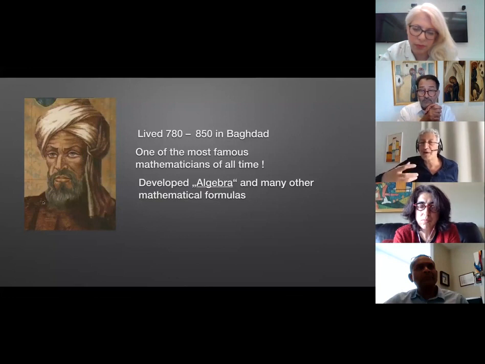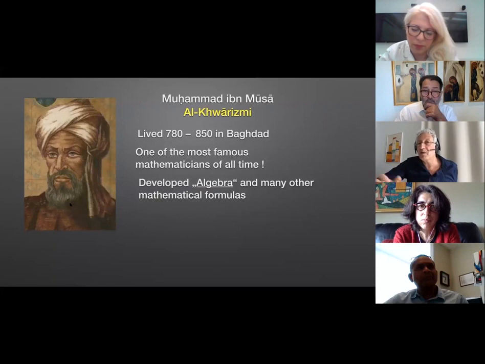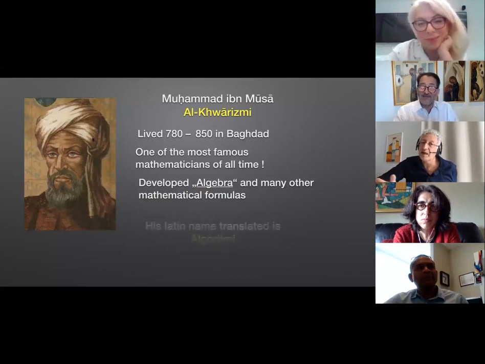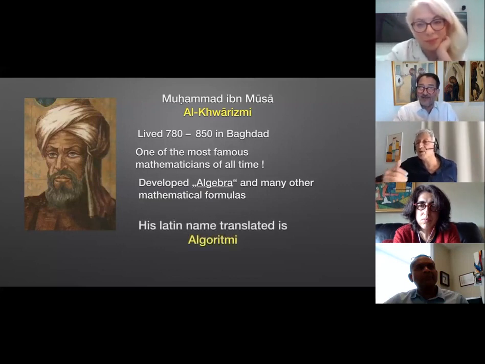So the word algebra was the name of one of his works. And he also developed an approach to mathematics and to reasoning. His name is Muhammad ibn Musa al-Khwarizmi. He was translated into Latin, and his Latin name is algorithmi. And when you use the word algorithm, and this is why I tried to show you today by algorithm how to arrive, you are using it.